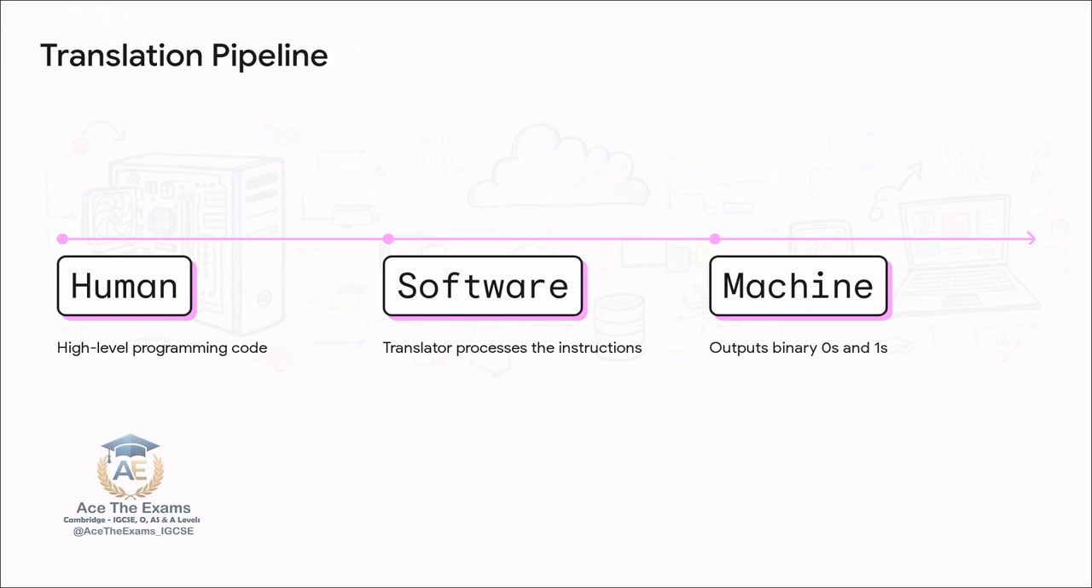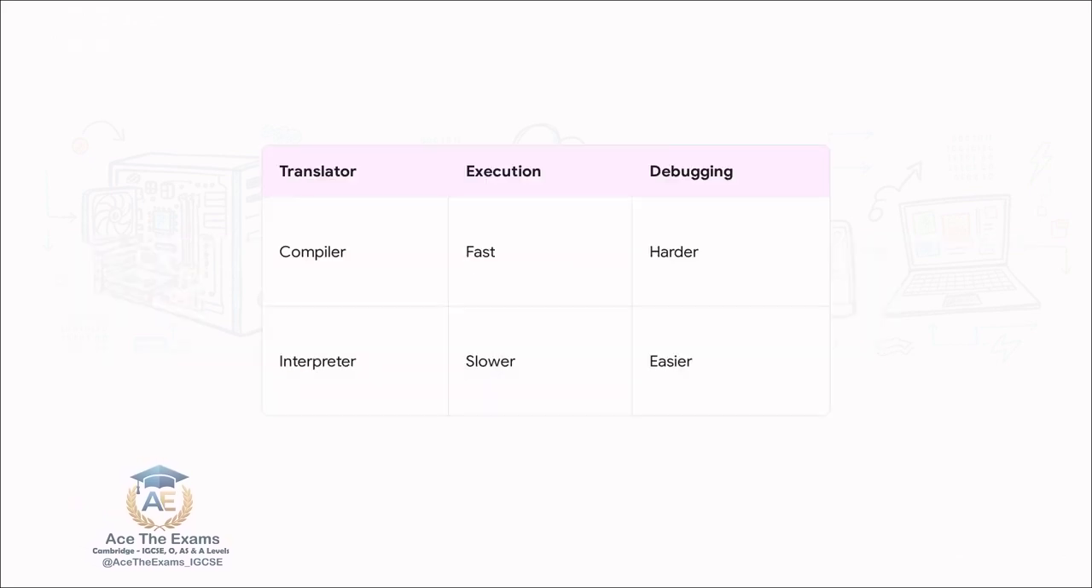A computer processor cannot natively read Python, Java, or Visual Basic. No way. It only understands on and off electrical signals. That means the high-level programming languages that we humans use must pass through a specialized piece of software called a translator to become that binary machine code. Now, what's really fascinating is comparing the two main types of translators, compilers and interpreters.